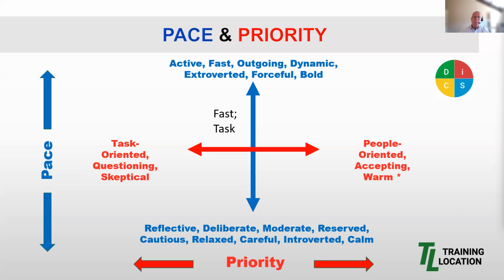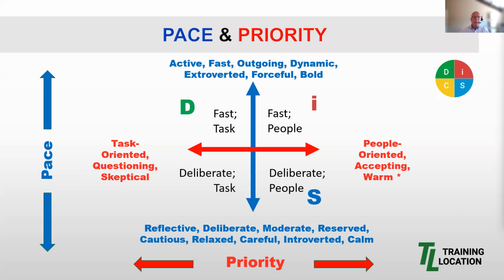Fast and task defines a D or dominant style. Fast and people defines an I or influence style, the subject of today's webinar. Deliberate and people defines an S or steady style, and deliberate and task defines a C or conscientious style.